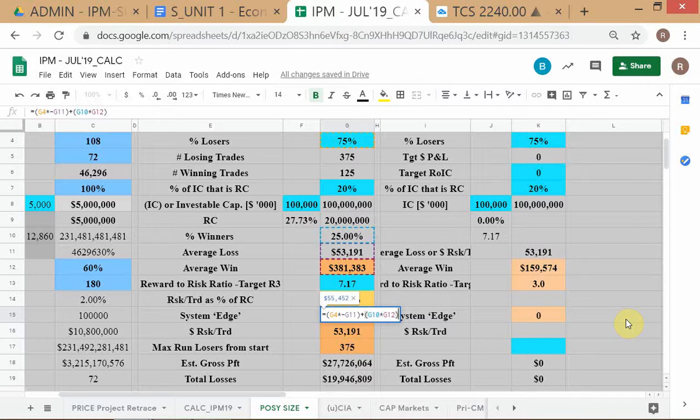I think you should be able to see the colors. G4 into minus of G11. G11 is the average loss. We have to put the minus sign, because we normally compute the average loss as an absolute value. It depends on how you do it. If you do the average loss as a minus figure, then you don't have to put the additional minus here. You can just put plus. But if you do the average loss as an absolute figure, then in the system edge calculation, in the expectation calculation, you have to put the minus sign. You have to be careful about that.